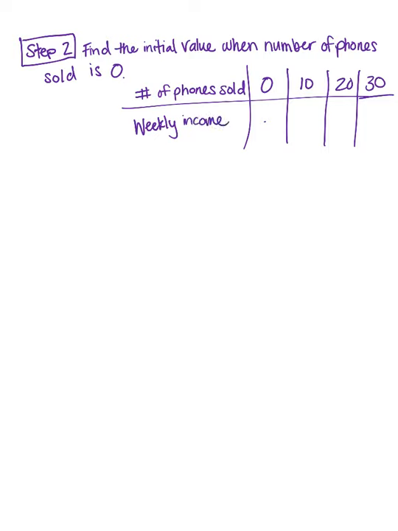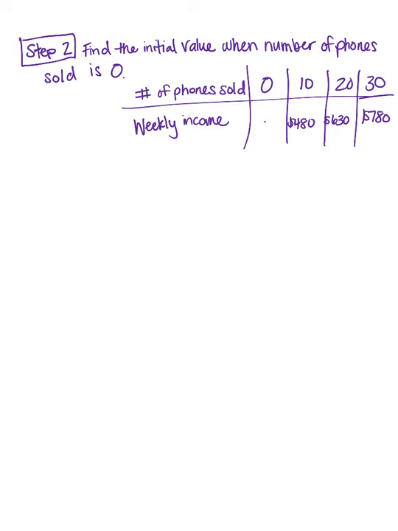Okay, so we know that if there's 30 phones sold, and we know this from the chart that was given to us that we've investigated, we know that she makes $780. We know that if she sells 20 phones, she makes $630. We know that if she sells 10 phones, she makes $480. And we don't know yet what our weekly income is. That's what we're trying to figure. Sorry, what her weekly income is without selling any phones. So that's where we're going to do just a little bit of arithmetic.